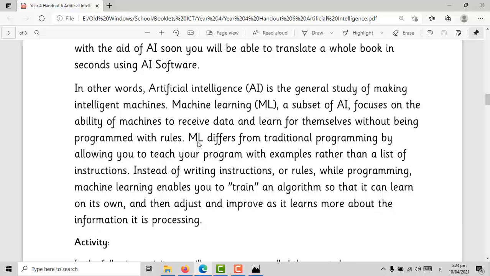ML, which is machine learning, differs from traditional programming by allowing you to teach your program with examples rather than a list of instructions. Instead of writing instructions or rules while programming, machine learning enables you to train an algorithm so that it could learn on its own. So you will write an algorithm so that the program trains the computer to learn on its own, and then adjust and improve as it learns more about the information it is processing.